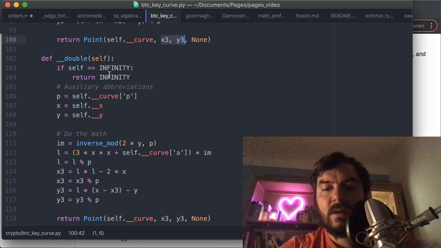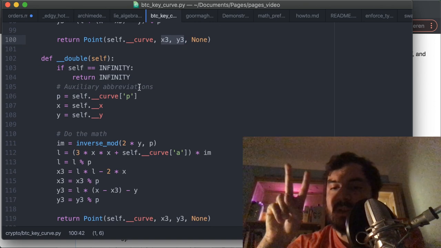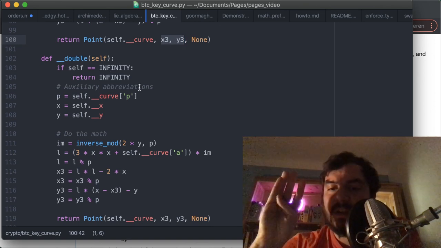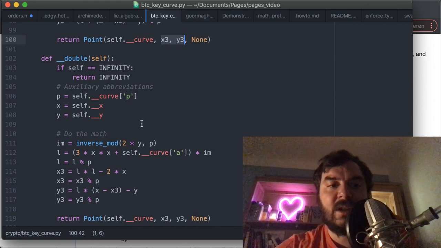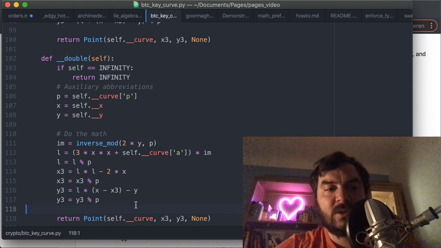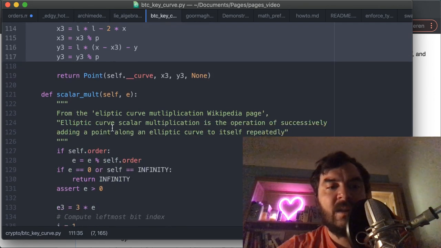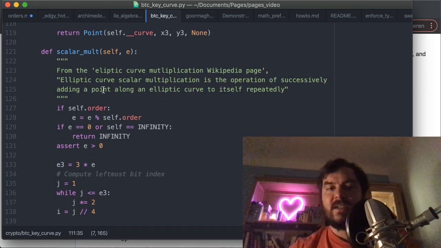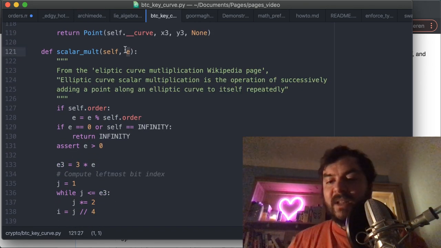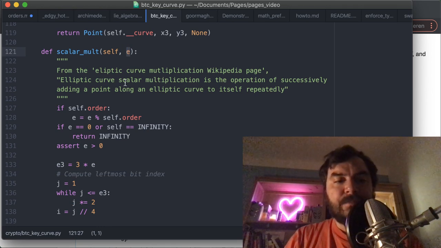The doubling, sorry, but in addition of 2 points, there's not necessarily a tangent line involved, but if you double, then there's a tangent line involved. And so here is also this case implemented, looks like so. And then finally, the scalar multiplication. It has to take this e, this number, like how many times you want to add the point to itself. In our case, it will be started with the base point.